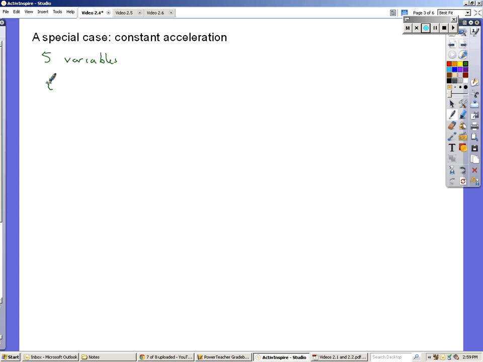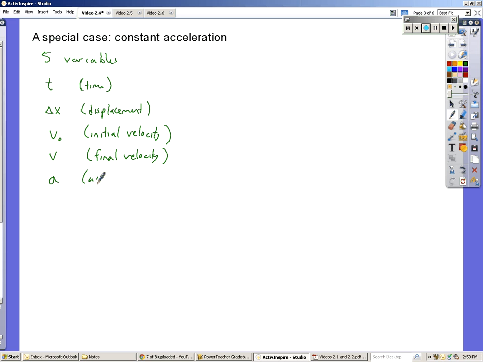You have t, the time. You have delta x, the displacement. You have v naught, the initial velocity. You have v, the final velocity. And you have a, the acceleration. And there are 3 equations that relate these 5.